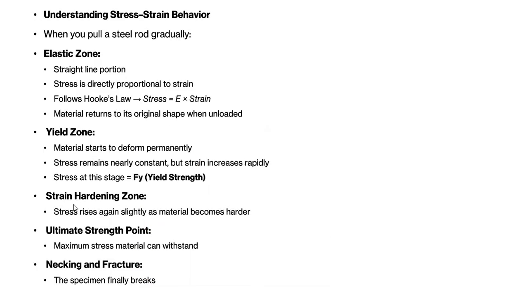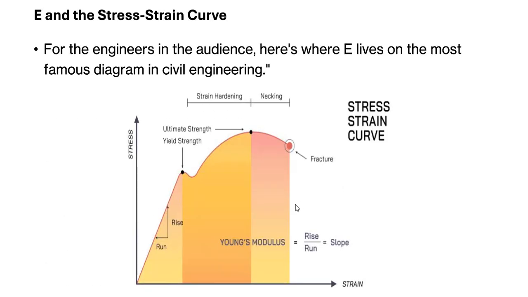So coming next to the strain hardening zone. Stress rises again slightly as the material becomes harder. So the material becomes harder and stress again rises. After the material gets into the plastic position, the material will get hard again, so automatically the stress will increase. By increasing the stress, it will reach a point called ultimate strength.